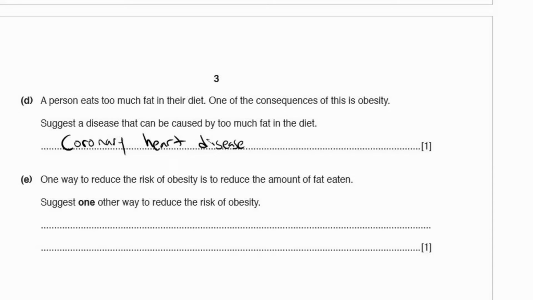One way to reduce the risk of obesity is to reduce the amount of fat eaten. Suggest one other way to reduce the risk of obesity. Okay, and the other way that's really important for reducing the risk of obesity is exercise. Okay, so to increase the amount of exercise. Another thing you can say is to decrease the total number of calories eaten, but basically fat or calories combined with exercise, that's how you reduce the risk of obesity. Okay, but it does only say one other way, and one is even in bold, so you really should only put one down.